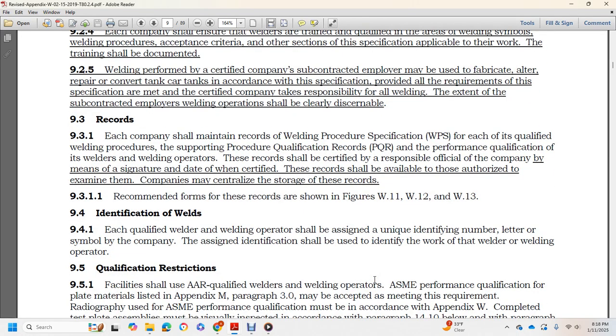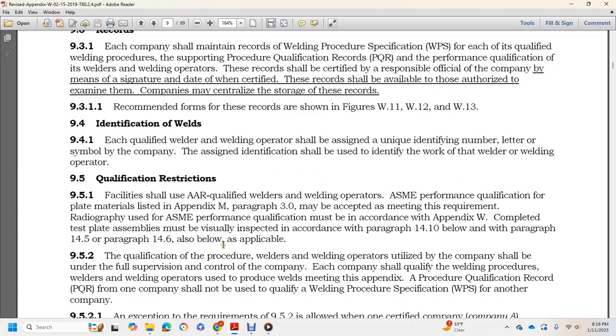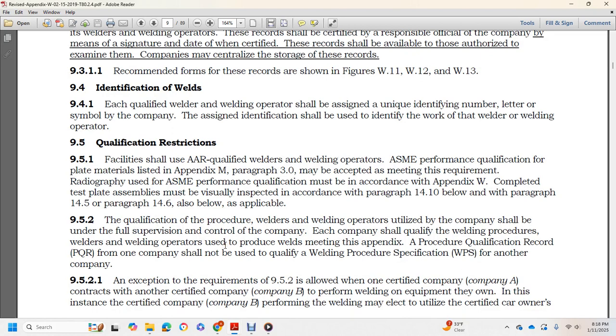Identification of welds. Each qualified welder or welding operator should be assigned a unique identifying number, letter, or symbol by the company. The assigned identification shall be used to identify the work of that welder and welding operator. Qualification restrictions. Facilities should use AAR qualified welding operators. ASME performance qualification for the plate materials listed in Appendix M of paragraph 3 may be accepted as meeting the requirement.